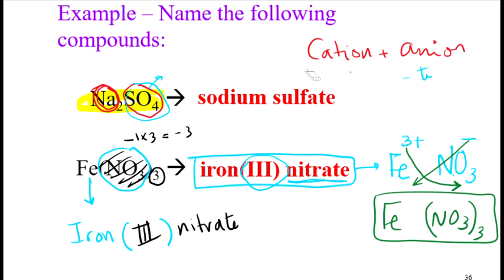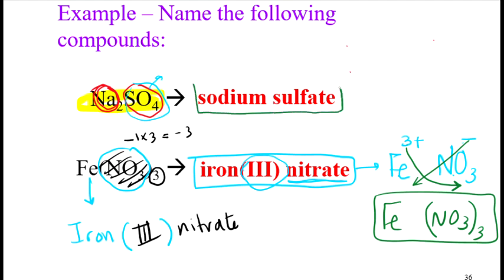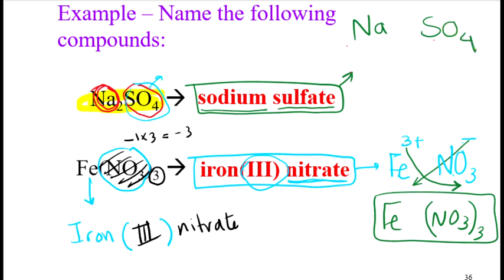Example for the first one. Assume that we are going to write the formula for this one. Sodium sulfate. 3-step strategy. Sodium means Na. Sulfate, SO4, 2 negative. What is the charge for Na? Group 1. Then you need to switch them.